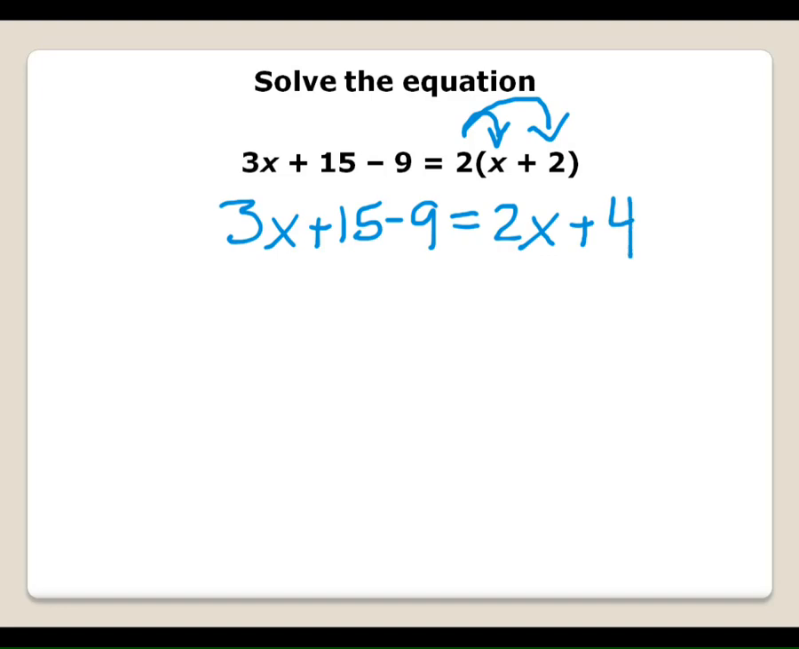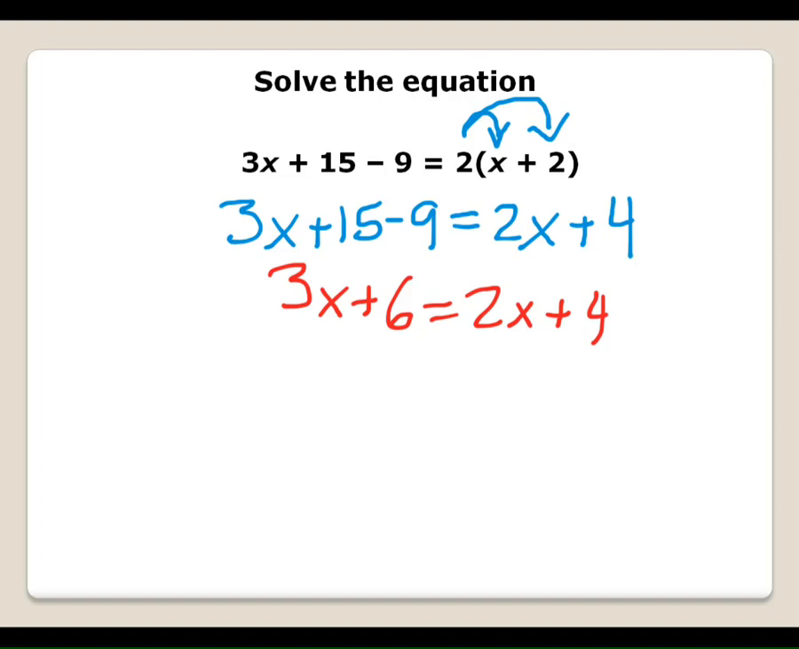So also I want to look on the left and right hand side. Is there any like terms that I can simplify to make this problem shorter? Yeah, on this left hand side, 15 and negative 9, those are like terms, so I can simplify those. That becomes a plus 6, equals 2x plus 4.